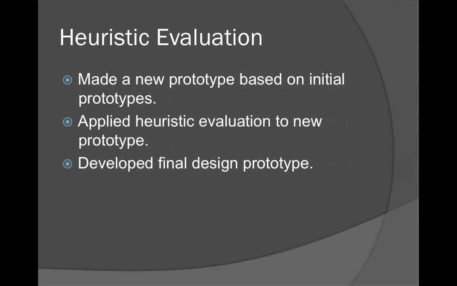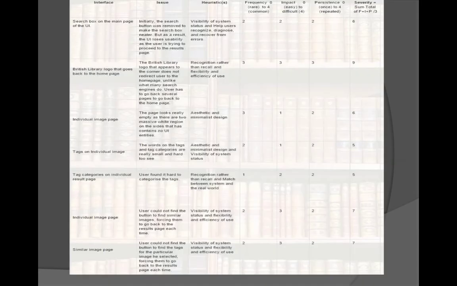This new design prototype was not evaluated yet though, so we applied heuristic evaluation on it. This involved going through the design and identifying key usability problems against a list of 10 heuristics. This is the table for the heuristic evaluation carried out on the prototype in order to generate the final design prototype.